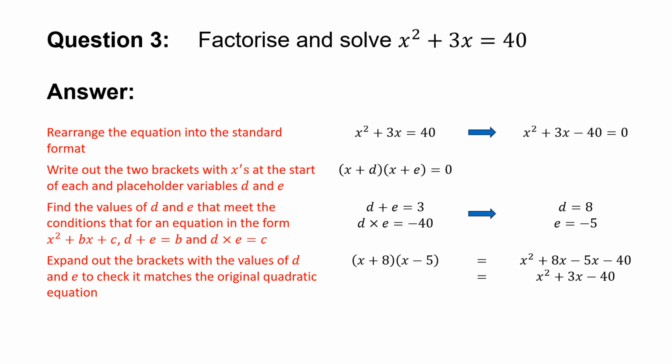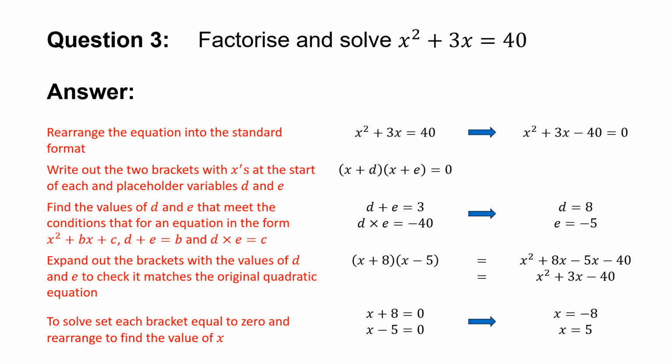We're going to put these into the brackets, and we get x plus 8, x minus 5 as our two brackets. We do our sanity check, so we're going to expand this out just to check that we are actually getting the original expression. So when we do this, we get x squared plus 8x minus 5x minus 40, which simplified becomes x squared plus 3x minus 40, which was the original expression, so we know this is fine. And then we're going to set each bracket equal to 0 to find our values of x, which satisfy this equation. So doing this, we get x equal to minus 8 and x equal to 5.